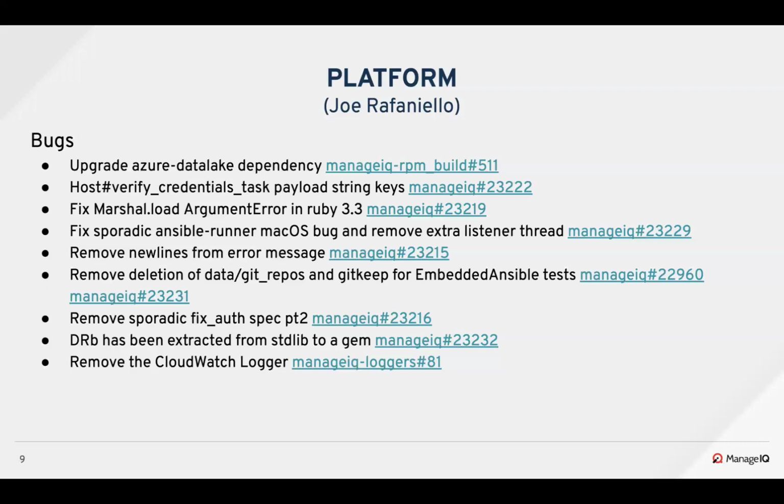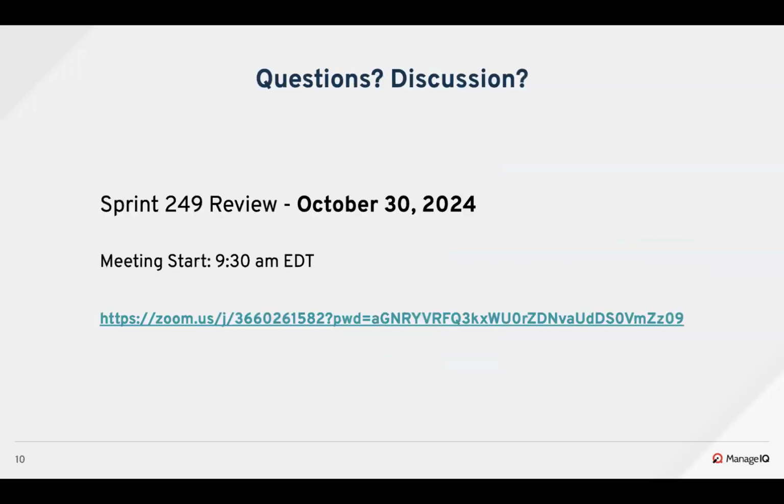Adam removed DRB as a gem since it was extracted from the Ruby standard library. And Adam removed the no longer used CloudWatch logger. Next slide.